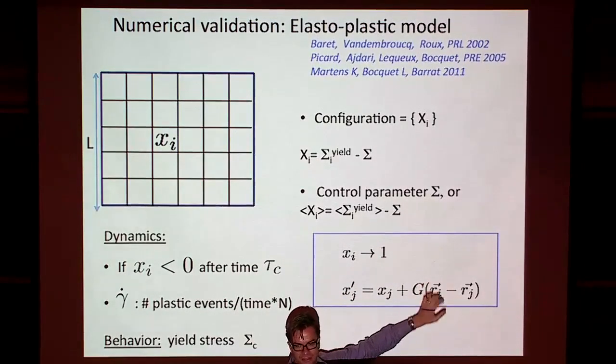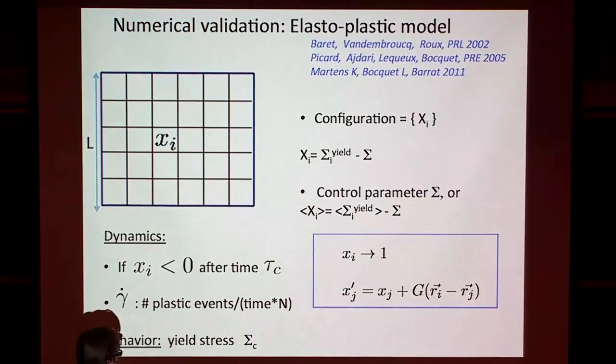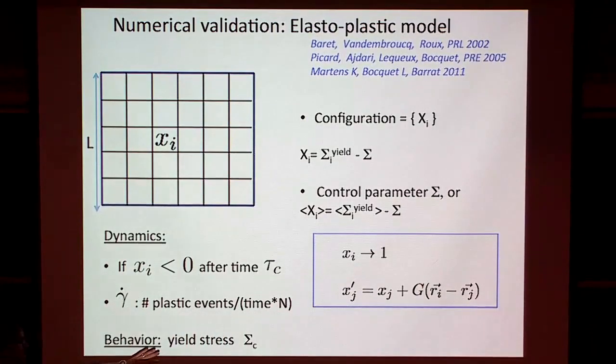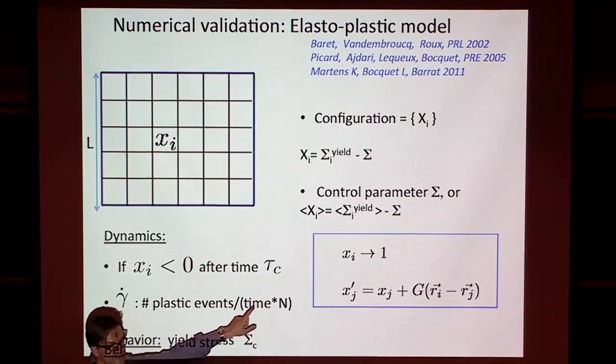Now you can play with what this propagator is. Those models, in particular, generate a yield stress. So you would have permanent flow if sigma is larger than some critical value. To define the strain rate and to measure a flow curve, you can define the strain rate as the flux of plastic events: the number of plastic event sites that are relaxing per unit time, per unit volume.